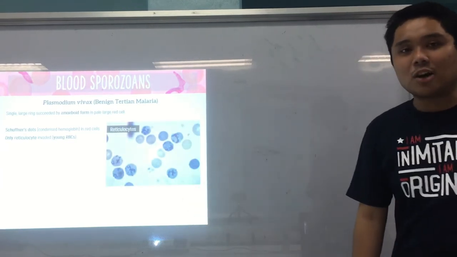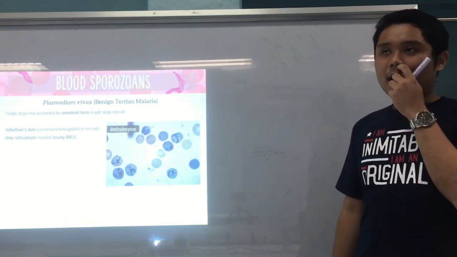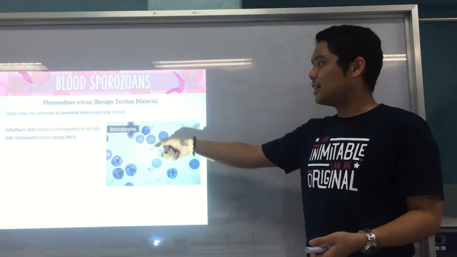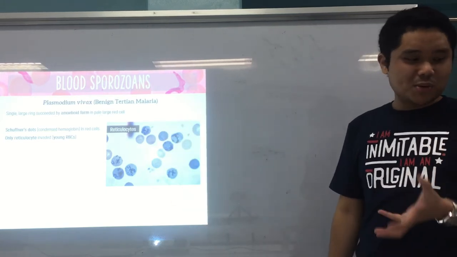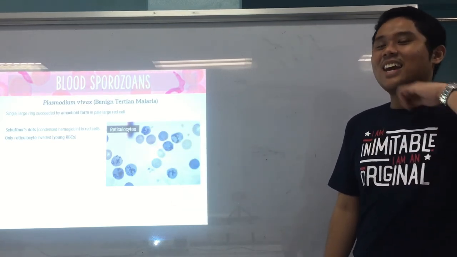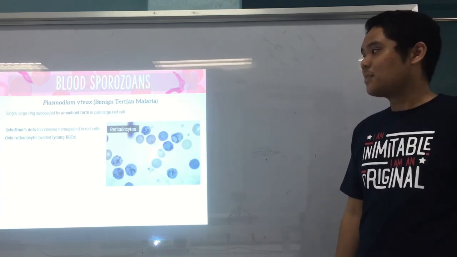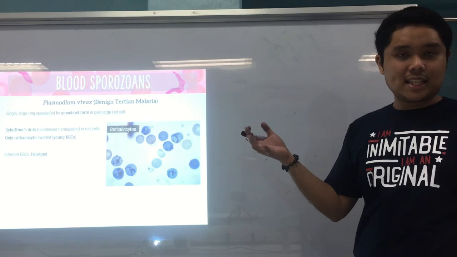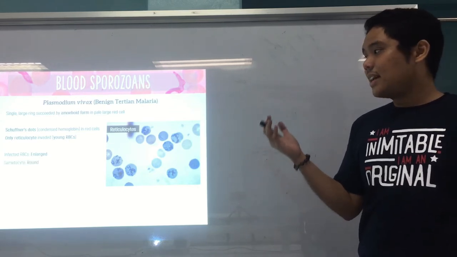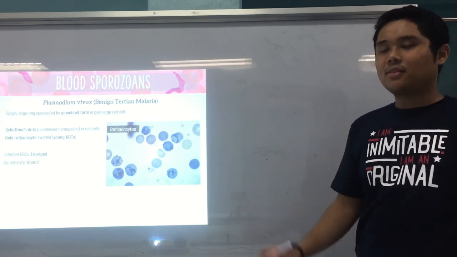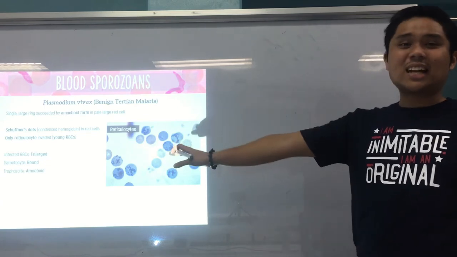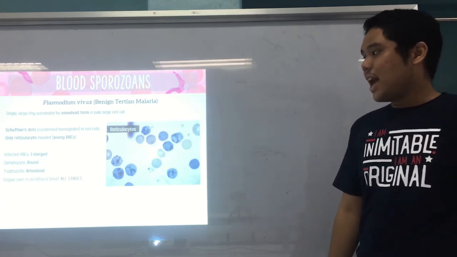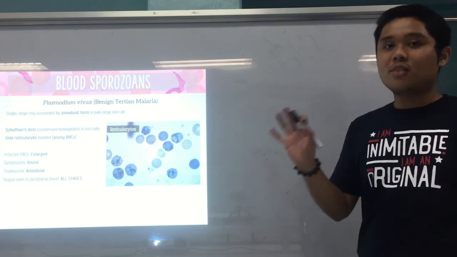For reticulocyte counting, as you'll know in your hematology, you need to stain it with a different stain. And this is its appearance. I'll not further discuss reticulocytes because you'll have that in your Hema 1, hematology. Infected RBCs tend to be enlarged, and the gametocyte is round. Trophozoite, very characteristic of P. vivax, amoeboid trophozoite. And the stages seen in peripheral blood, all of its stages.